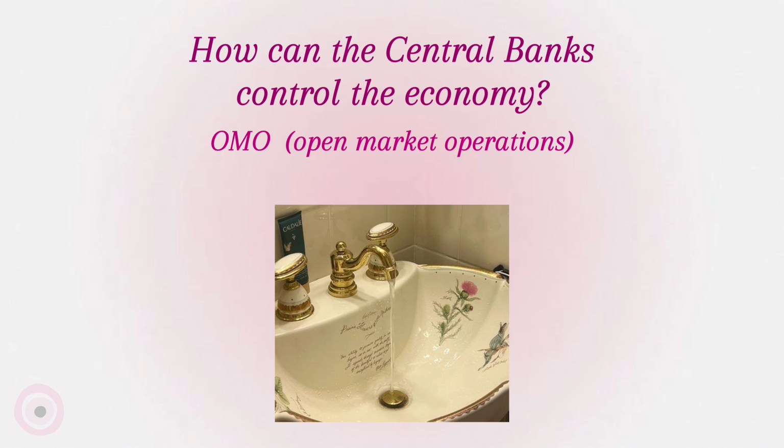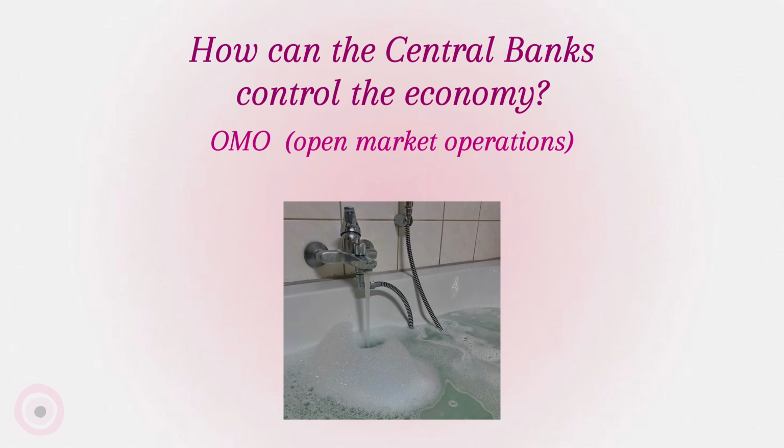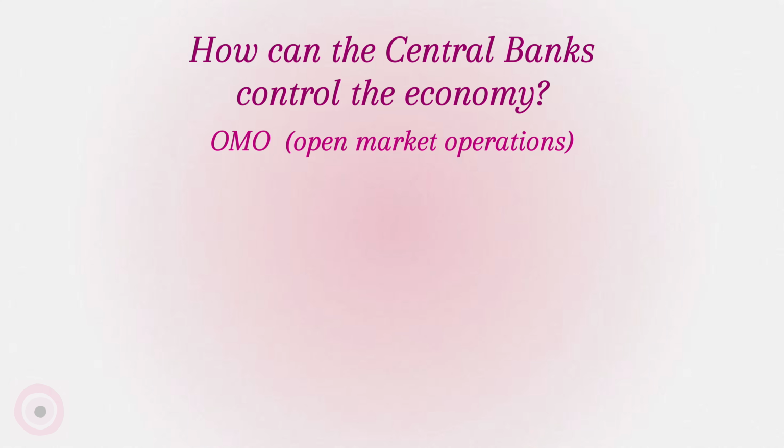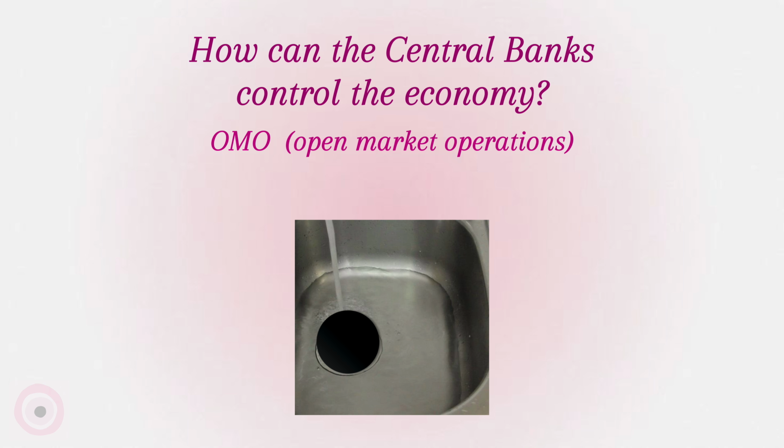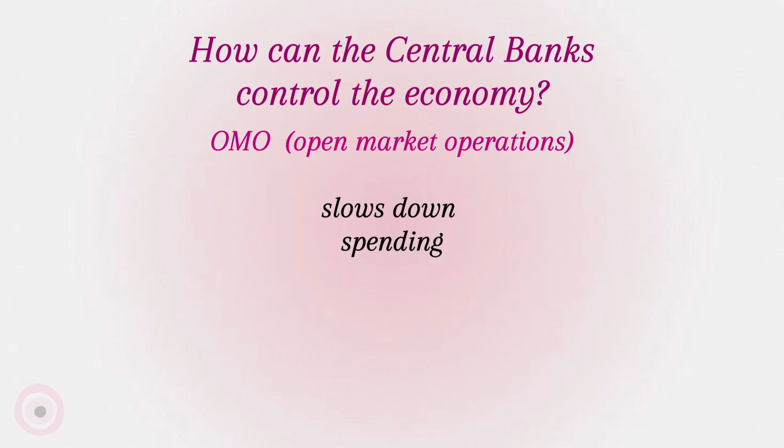By buying bonds, the central bank turns the faucet on and adds water to the tub, which is money. And when there's more money, people and businesses can spend and borrow more. This will stimulate the economy and help it to grow. And by selling bonds, the central bank opens the drain and takes water out of the tub, so there's less money in the economy, which makes borrowing harder. This will slow down spending in the economy and control, for example, inflation.